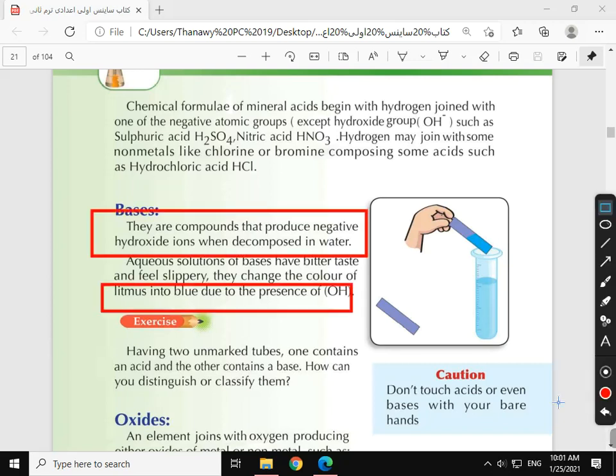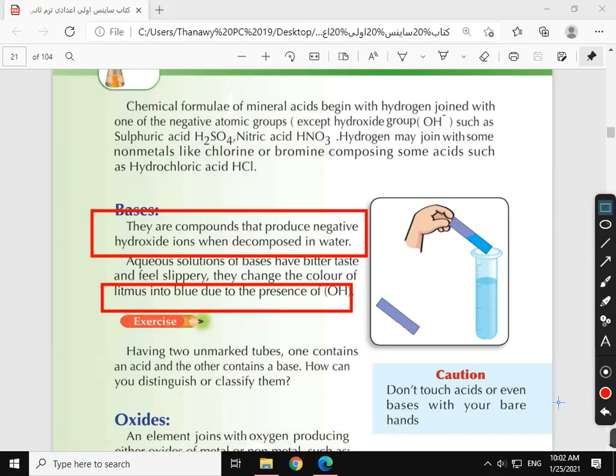The second type of chemical compounds, bases. They are compounds that produce a negative hydroxide ion when decomposed in water.